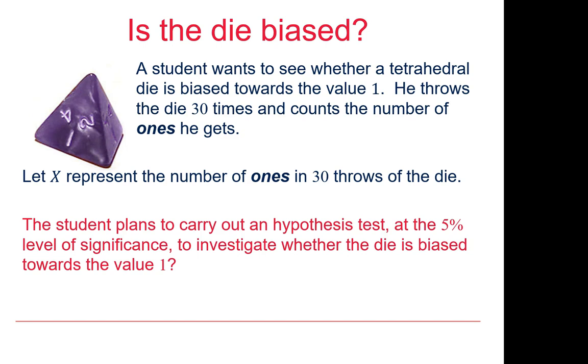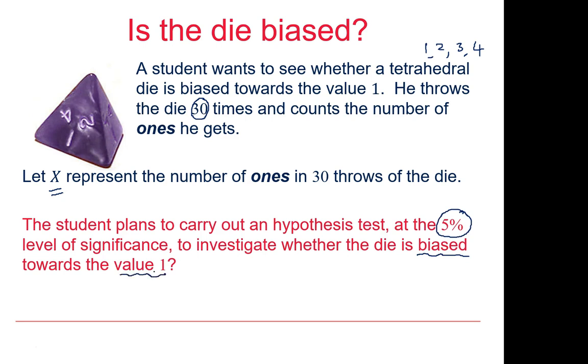So let's look at a very simple example here. We're looking at a tetrahedral or a four-sided die that would have the outcomes 1, 2, 3 or 4. And a student wants to see whether it's biased towards the value 1, so more likely to show a 1 than to show 2, 3 or 4. And we're throwing the die 30 times, so our random variable is the number of 1s obtained in 30 throws of the die, and we're going to carry out a hypothesis test at the 5% significance level to see whether the die is biased towards the value 1.